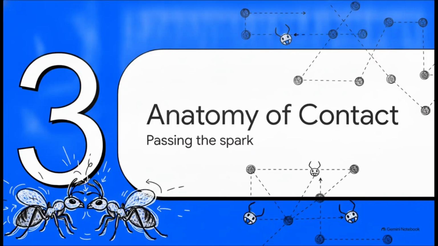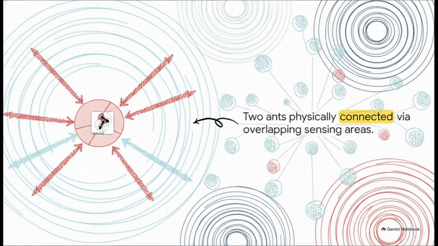Which brings us to part 3, the anatomy of contact. How exactly does this spark get passed along? Well, for an active ant to pass the wake-up message to a resting ant, they have to physically connect. But, and this is key, it's not just about bumping into each other. There are specific sensing areas. The literal sweep of their antennae must physically overlap for the information to transfer. If we bring this back to mass behavior, think of these sensing areas as ideological echo chambers. For a piece of propaganda to actually activate someone, it has to overlap perfectly with their existing worldview and biases. If it doesn't align, the spark just doesn't transfer.